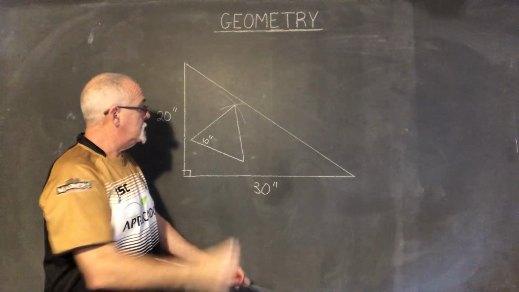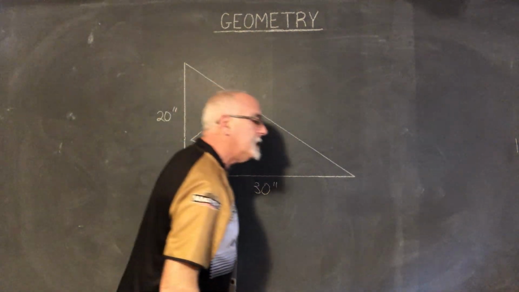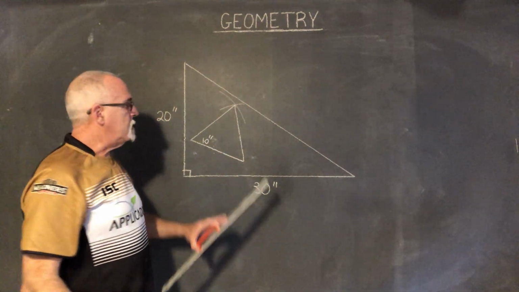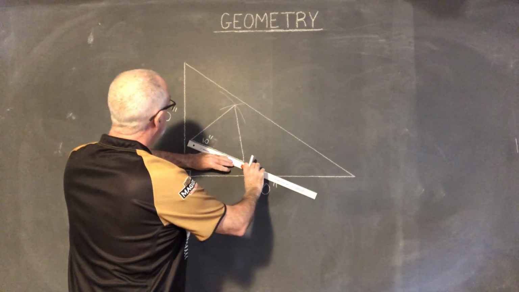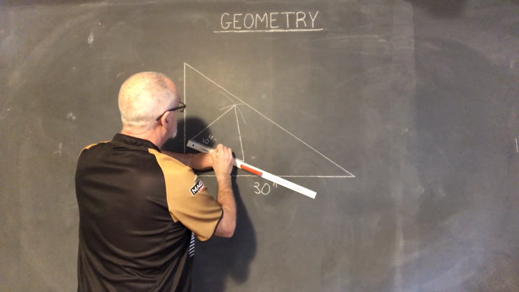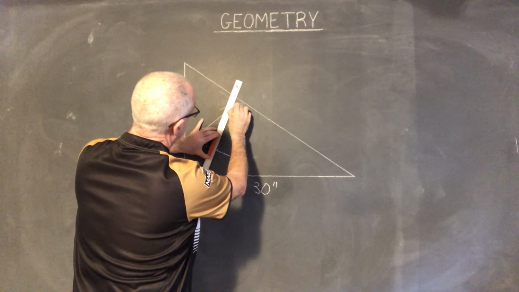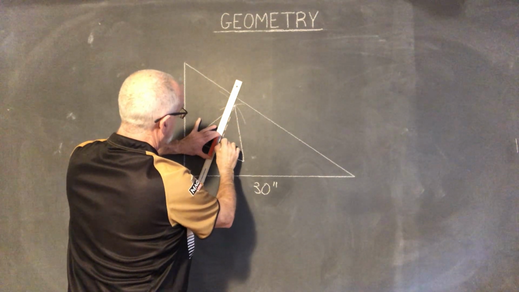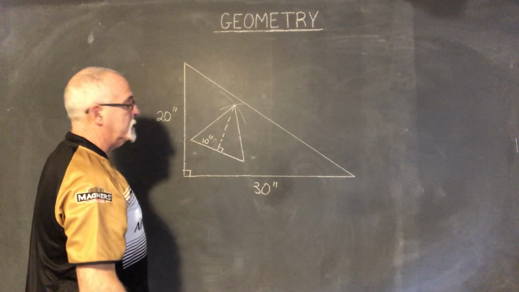I don't know the height of this. It's got a 10-inch base, it's got a 10-inch side length, but I need the height to do the area of that triangle. So what I'm doing is I am marking the midpoint of this 10-inch base at 5 inches, and I am drawing a height. I'll use a dotted line, and I'll show that that is a right angle to show that it is a height.